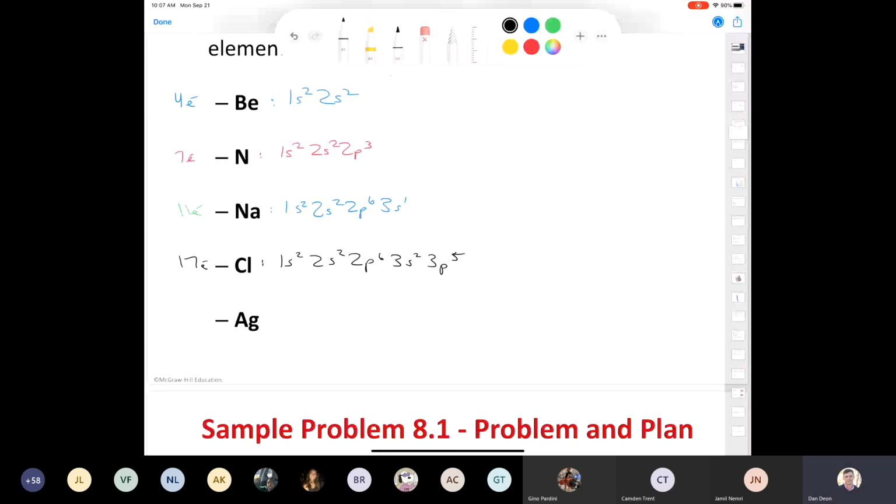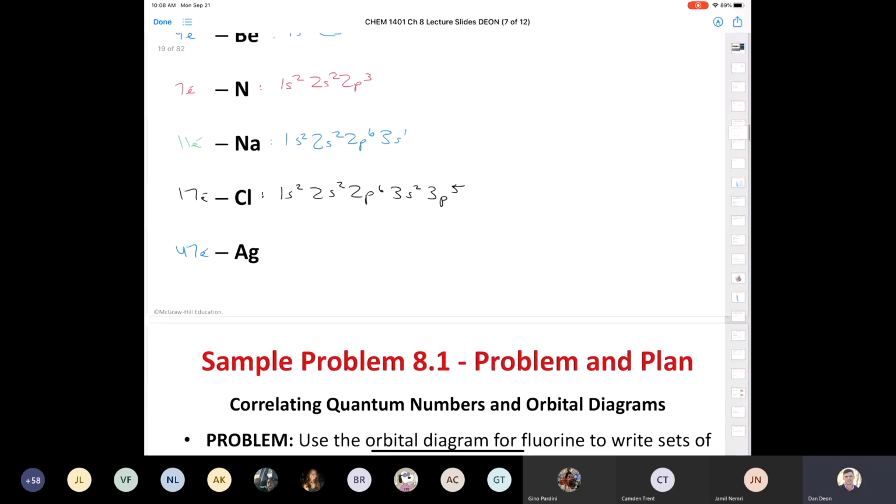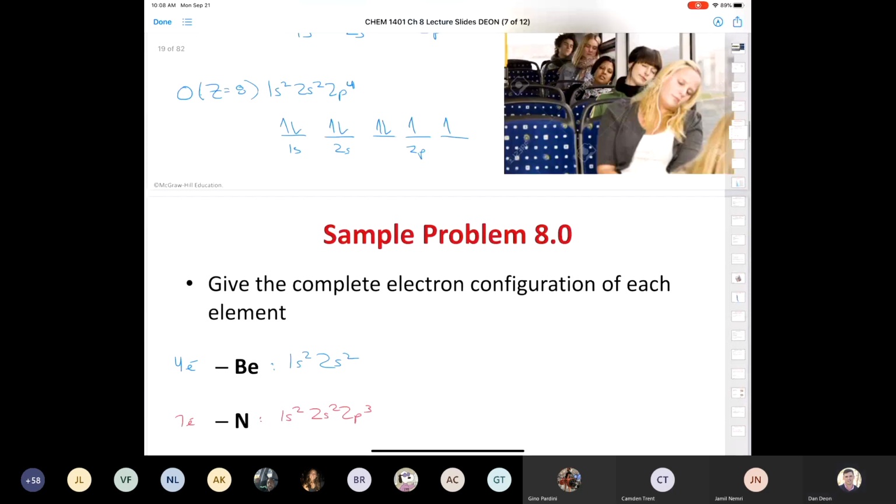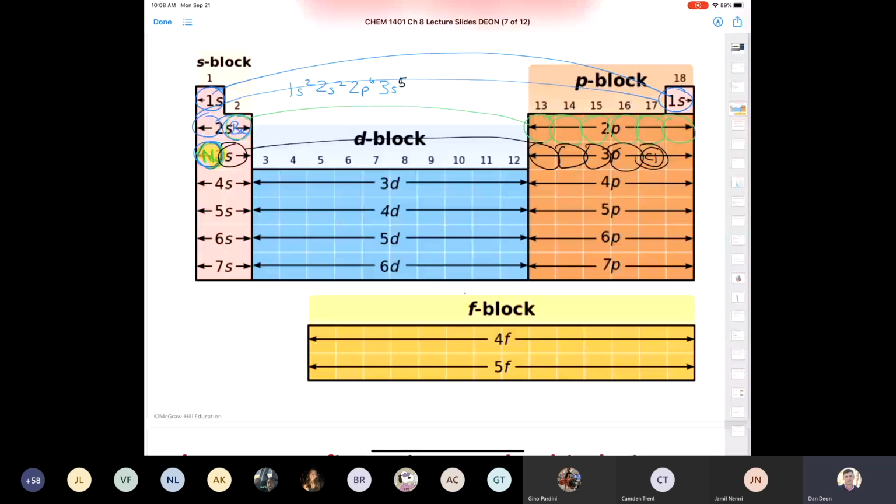You guys want to do a funky one? Okay, let me show you a crazy one. Okay, silver. Silver has 47 electrons. Let's use blue. Okay, 47 electrons. Back to the periodic table. Silver. Are you going to talk about that? Yeah, we're going to talk about that. So silver is right here.